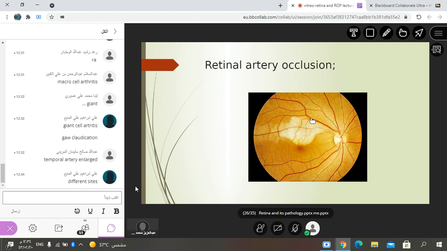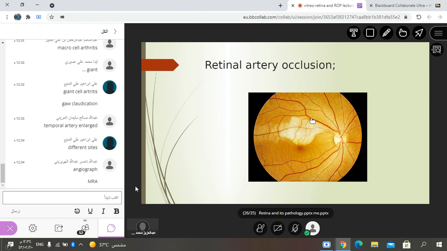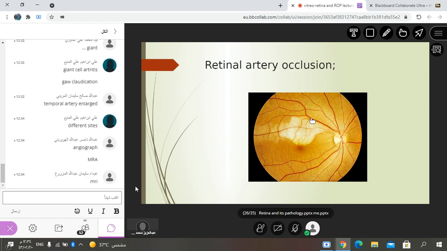Different site. Excellent, Ali, mashallah. It is characterized by skip lesions, so that's why you have to take a long segment for biopsy. Sometimes you can take from the collateral side. Before the biopsy, what will you do? Before that. Yes, anyone? Angiography, maybe. MRI, maybe. These are new things I don't know about, but there is something else that is very important.